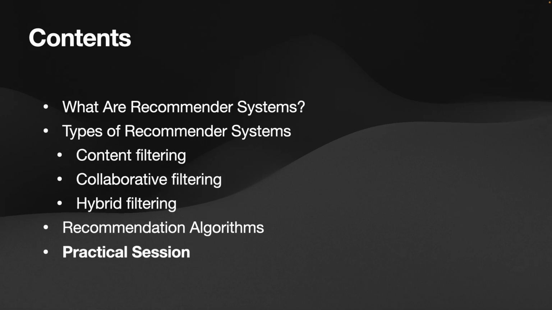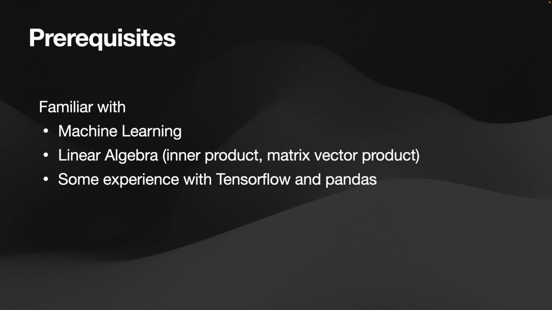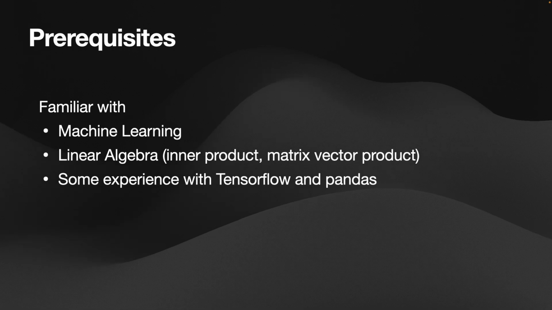So the contents for today: figure out what recommendation systems are, figure out what the 3 types of recommender systems are, and then look at some of the algorithms, and in the end we'll have a practical session on actually programming the stuff. A little bit of prerequisites that I'm expecting from you is that you're familiar with machine learning and linear algebra, at least on the basics level, and also have some experience with TensorFlow and Pandas. It's all right if you don't. You'll manage.